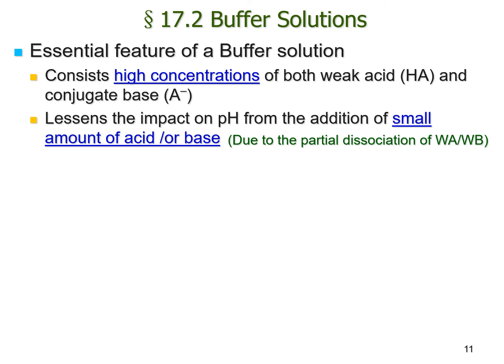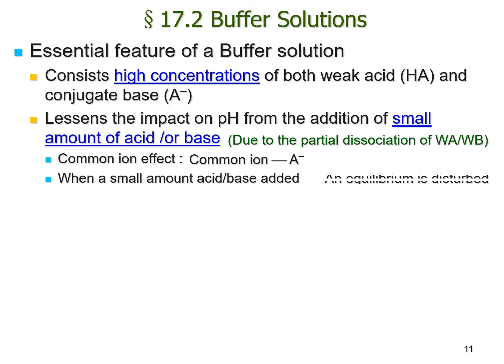Why can a buffer solution keep pH basically unchanged? Here, I just want you to realize we have a pair of weak acid and weak base as conjugates. Remember, a buffer solution is an application of the common ion effect. So if we have a common ion effect, say the common ion is the conjugate base.